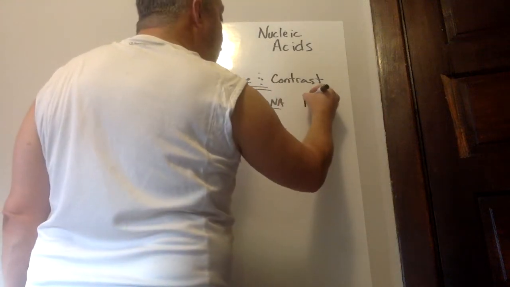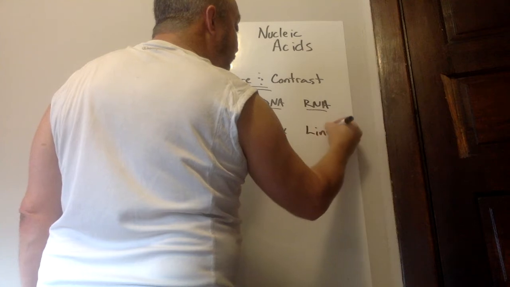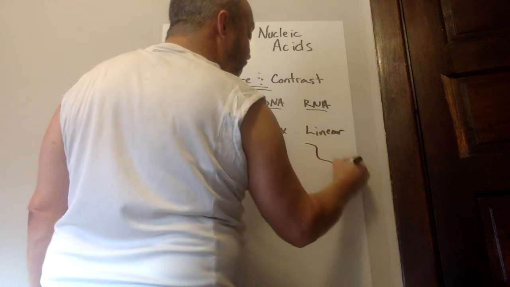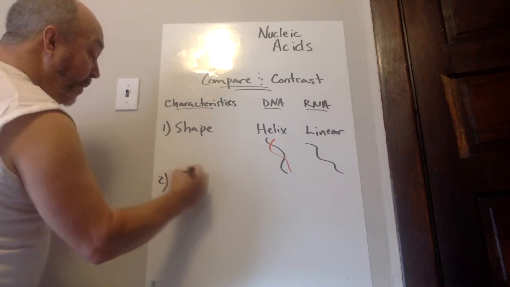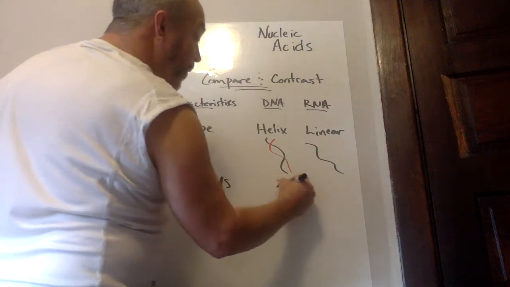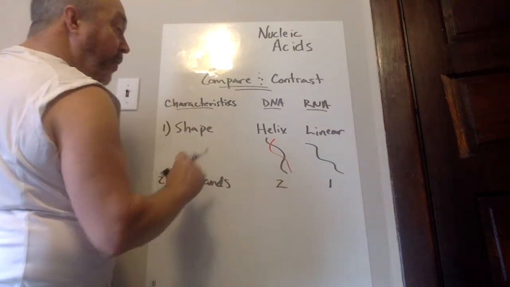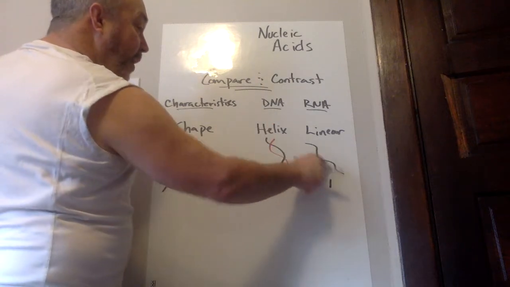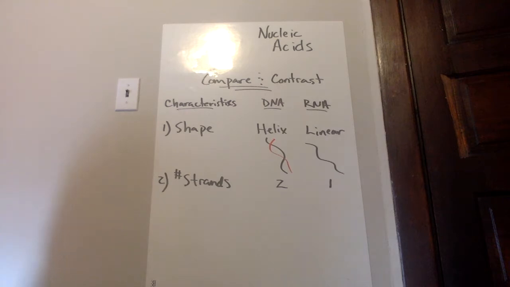RNA is only one-stranded. So it is going to be a linear structure. You're just going to have a single strand. So that means another characteristic is the number of strands that make up the molecule. This will have two. This will only have one. Here we can see our two strands intertwined in a helix. This one is just a linear molecule and does not have a pair with it.